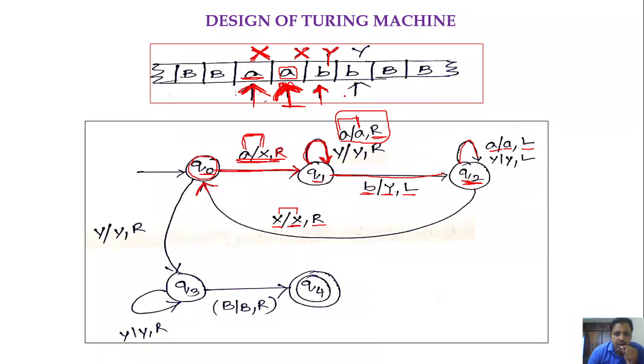Now in Q1, what is the head pointing towards? It is pointing to Y, right? So in Q1, if we get Y, keep that Y as it is and move the head towards right. So that's why we have one more transition in Q1, Y slash Y comma R. That means in Q1, if you get Y, keep that Y as it is and move the head towards right.